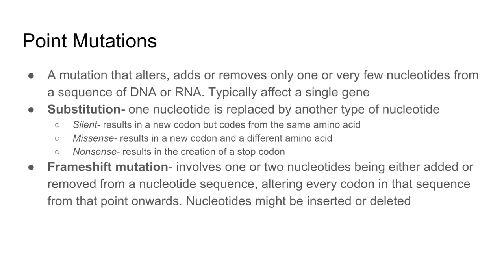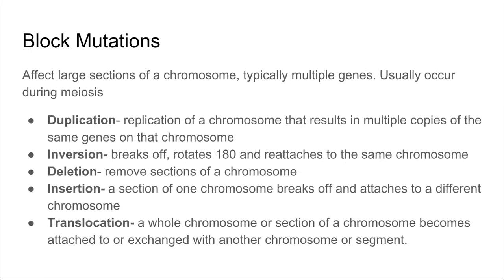There's a missense, which results in a new codon and a different amino acid, and a nonsense results in the creation of a stop codon. So we can see how these all would affect the functionality of the gene. And then there's a frame shift mutation, which involves one or two nucleotides being added or removed from the sequence, and therefore every codon in that sequence from that point forward is changed.